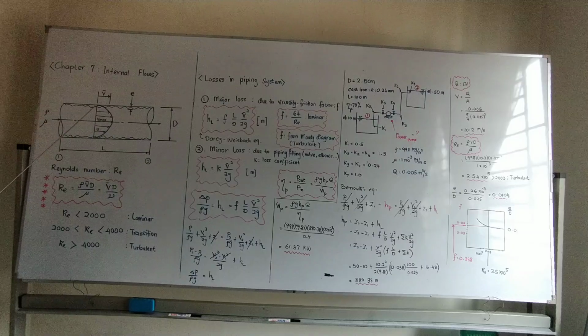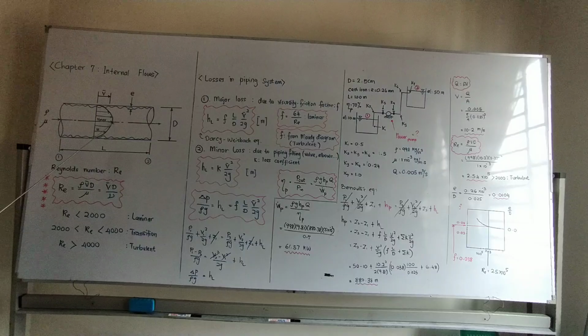Then V maximum is the velocity at the center line of the pipe. Small u we call the local velocity, and then one more velocity, V bar, is the average velocity.